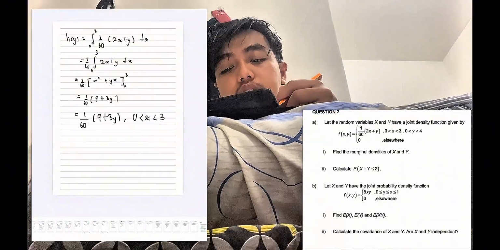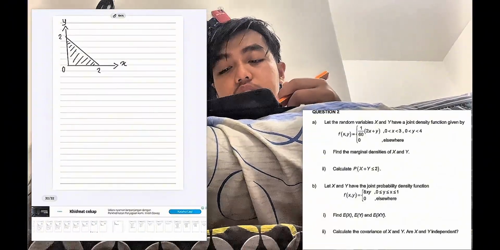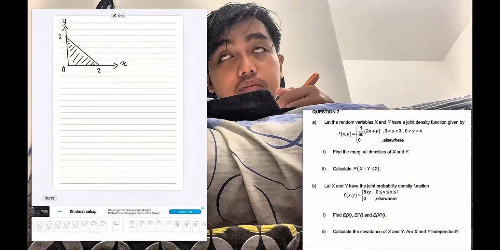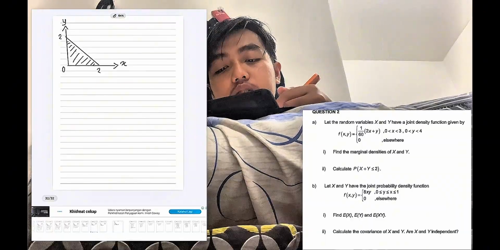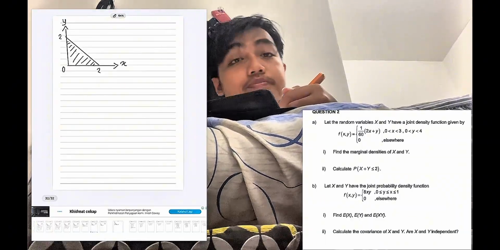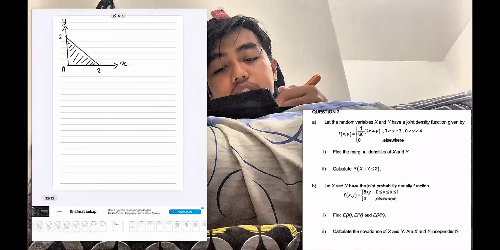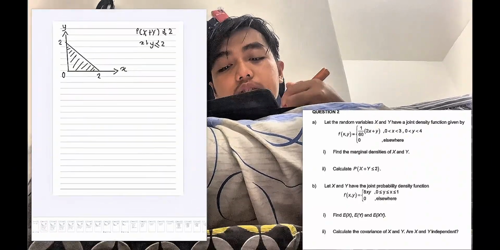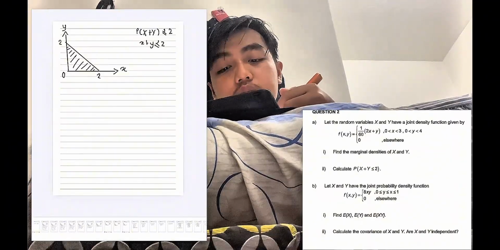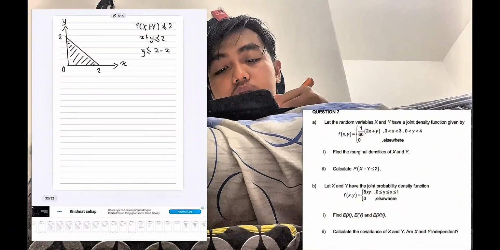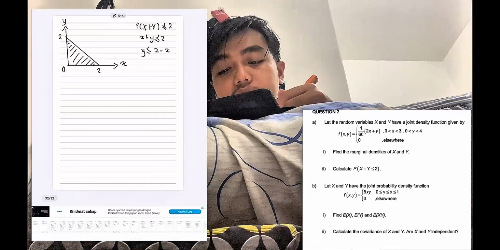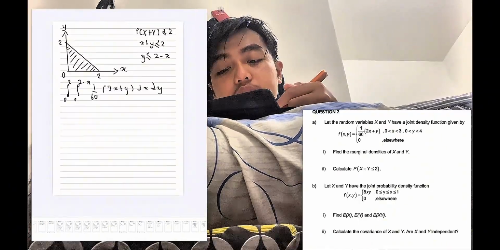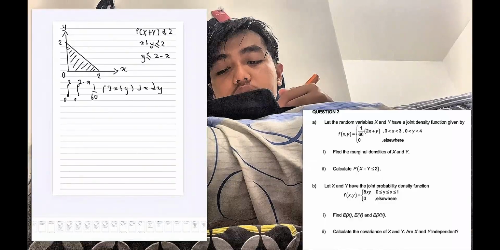So next, for the second question, it wants the probability of X plus Y less than or equal to 2. So this is our sketch graph, and by the equation we can simplify it into Y less than or equal to 2 minus X. Okay, now to find the probability, we gotta double integrate it.